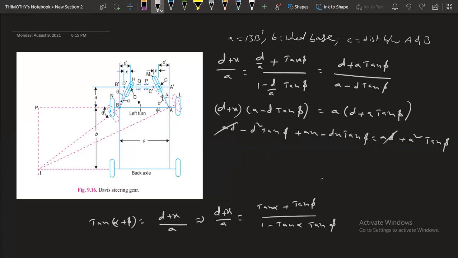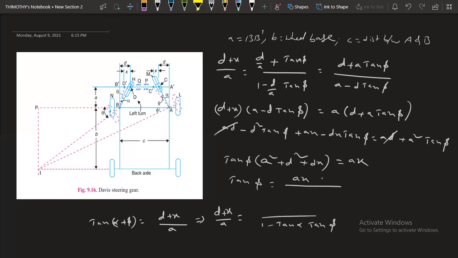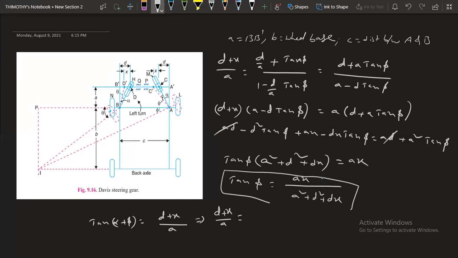If I take tan phi as common, then I will get tan phi into A square minus D square, on that side, plus D square plus DX is equal to AX. From this, tan phi is equal to AX by A square plus D square plus DX. This is the relation for tan phi. Tan phi is equal to AX by A square plus D square plus DX.